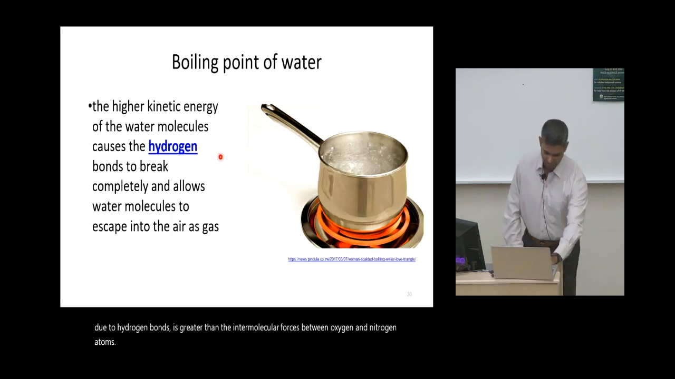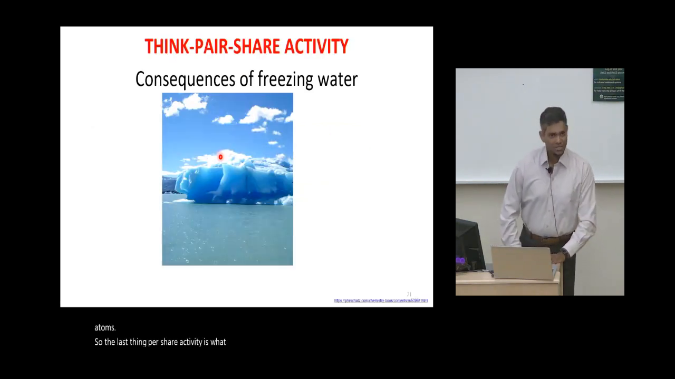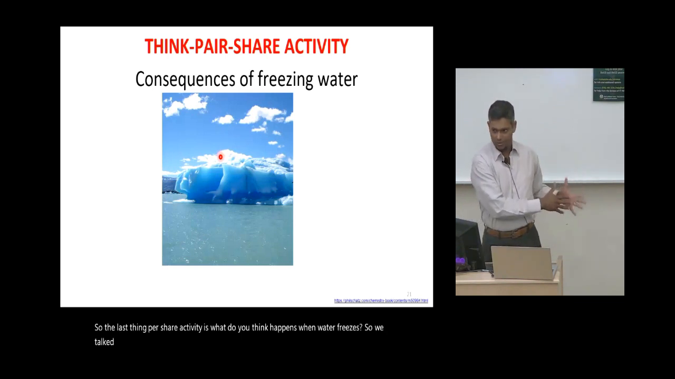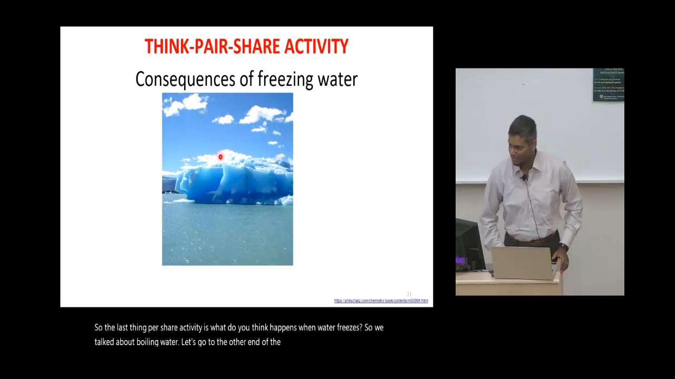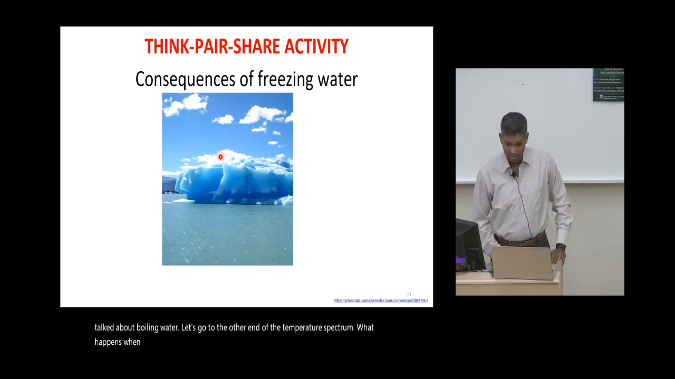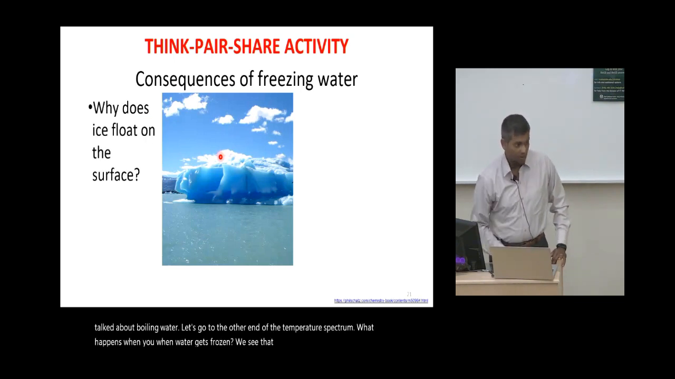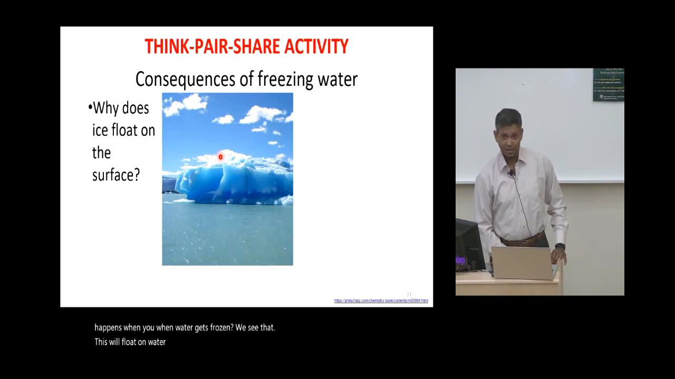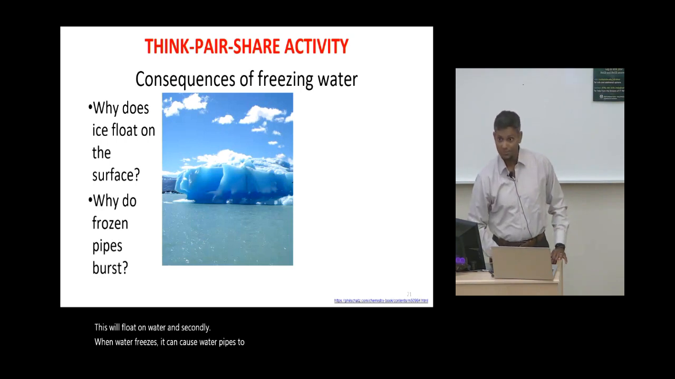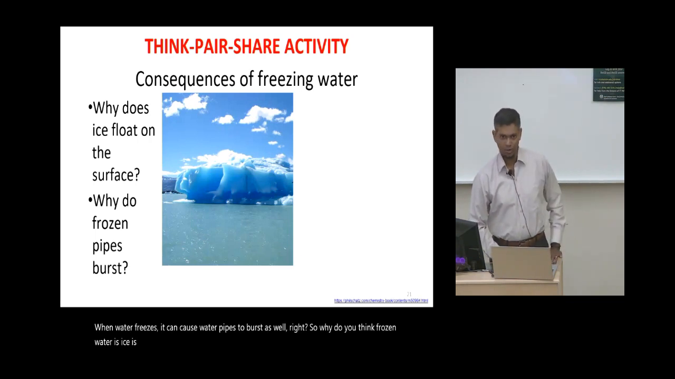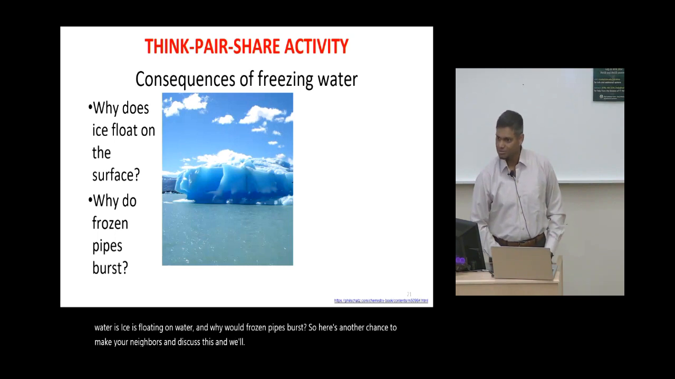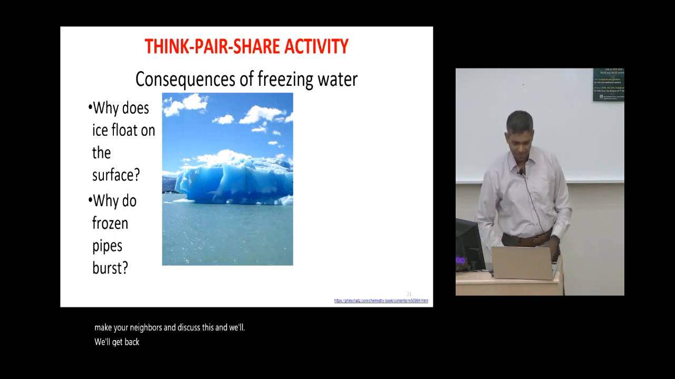So the last thing per share activity is, what do you think happens when water freezes? We talked about boiling water. Let's go to the other end of the temperature spectrum. What happens when water gets frozen? We see that ice will float on water, and secondly, when water freezes, it can cause water pipes to burst as well. Right? So why do you think frozen water, ice, is floating on water, and why would frozen pipes burst? So here's another chance to go to your neighbors and discuss this, and we'll get back in the class.